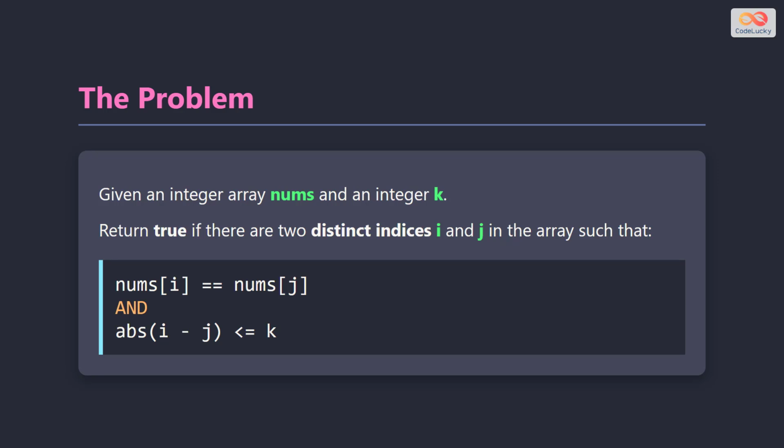Let's first understand the problem. We are given an integer array called nums and an integer k. We need to return true if there are two distinct indices, i and j, where the values at those indices are equal, and the absolute difference between the indices is at most k.